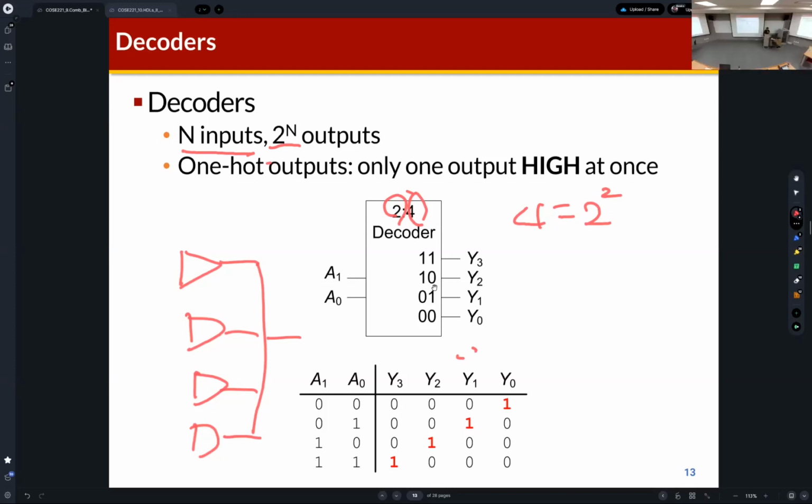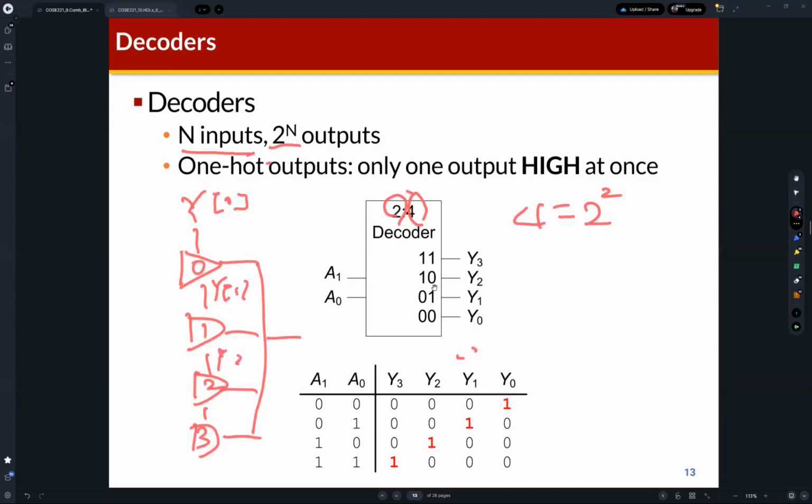So for example, we can think that this is tri-state gate number 0, and this is 1, this is 2, and this is 3. And then we can select the activation of the tri-state gate using the y: y0, y1, y2, y3, right? So in this case, these are tri-state gates, which means that we need to activate only one tri-state gate.